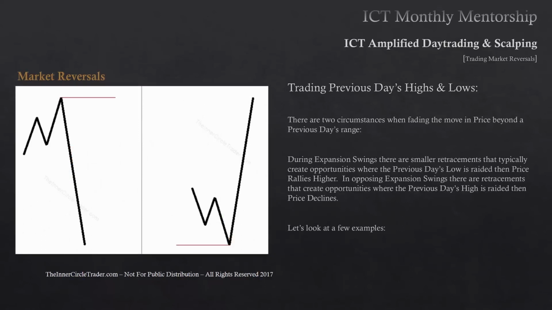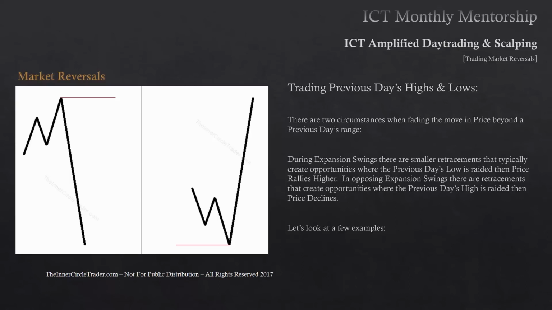Now there's two circumstances that when we're looking to fade the price beyond the previous day's range, there's characteristics, things that we look for. And in my opinion, this is kind of the crown jewel of this particular teaching. During expansion swings, there are smaller retracements that typically create opportunities where the previous day's low is raided, then price rallies higher. In opposing expansion swings, there are retracements that create opportunities where the previous day's high is raided, then price declines. Obviously, it's the concept of turtle soup, which is a false break above an old high or a false break below an old low, but it's one step further than that.